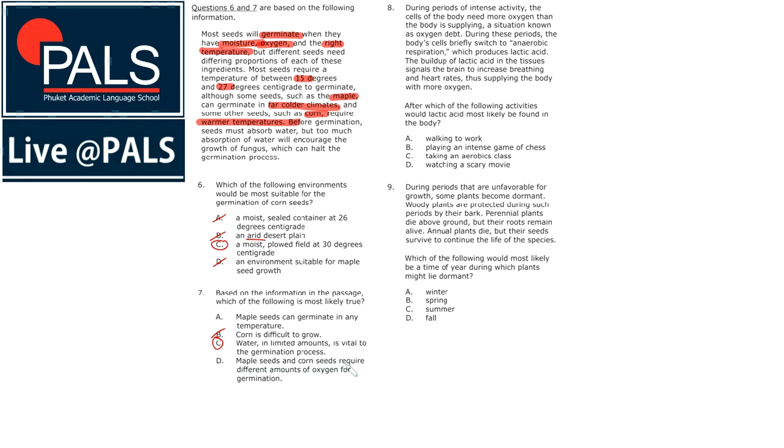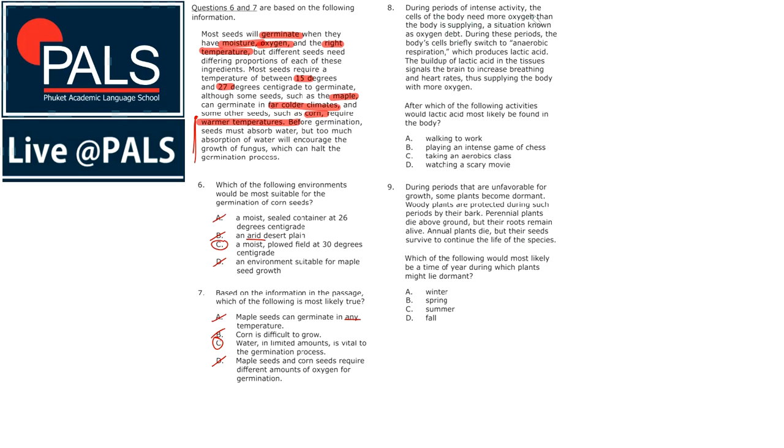Maple seeds and corn seeds require different amounts of oxygen. Nope, different temperature, but not different oxygen. Based on the information in the passage, we don't get a lot of information about that. It doesn't say any, no, it says colder usually. So C makes sense because the last part of the paragraph is exactly about that. No, it says that moisture, water is needed, but not too much, so water in limited amounts.